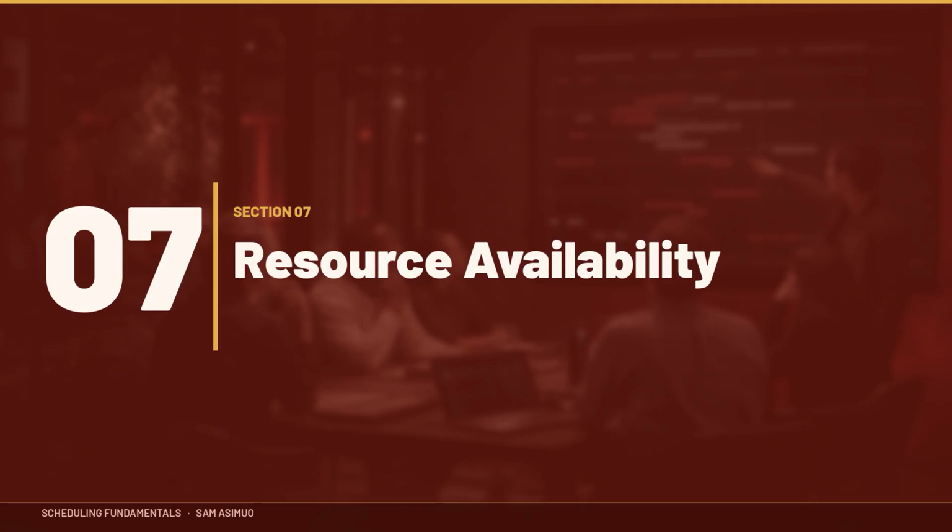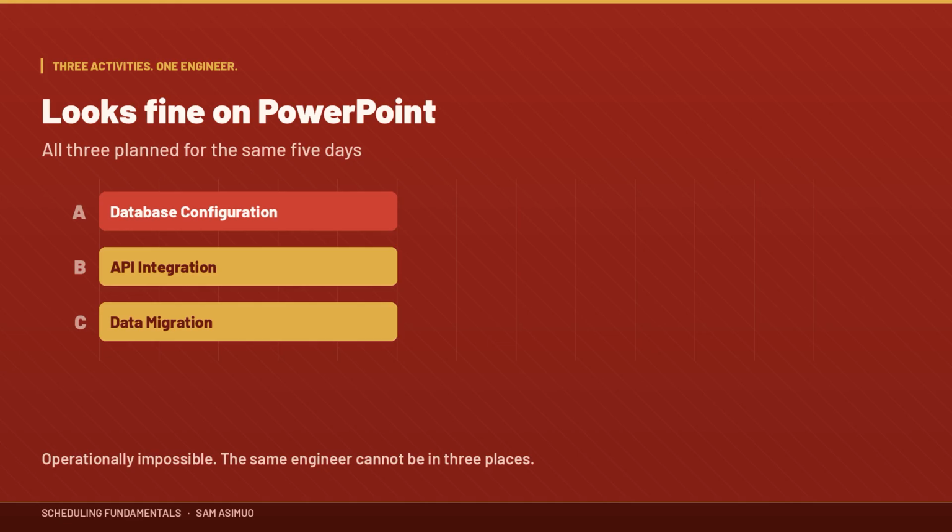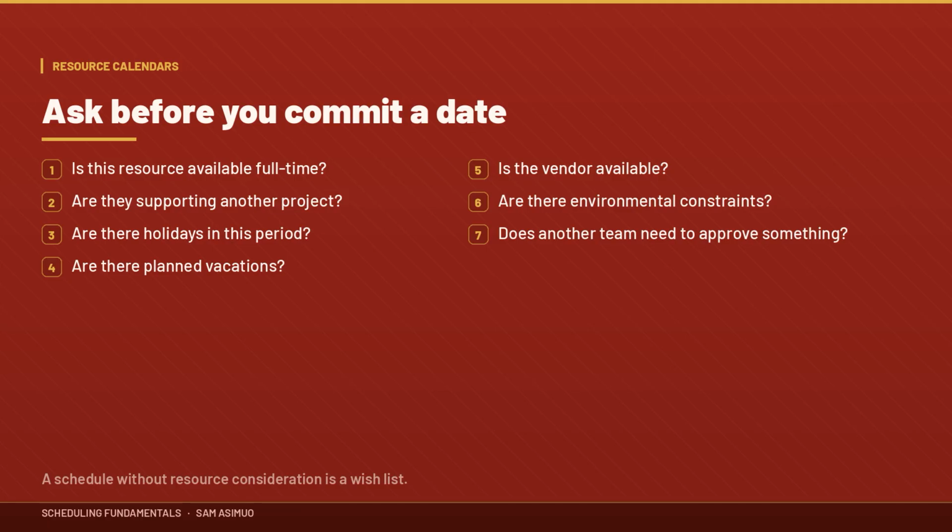Section 7. Resource availability. Imagine you build a beautiful schedule showing database configuration, 5 days, API integration, 5 days, data migration, 5 days, and you schedule all 3 activities simultaneously. There's just one problem. The same engineer is assigned to all 3. Your schedule looks excellent on PowerPoint, but operationally it is impossible. This is why project managers must consider resource availability and resource calendars.